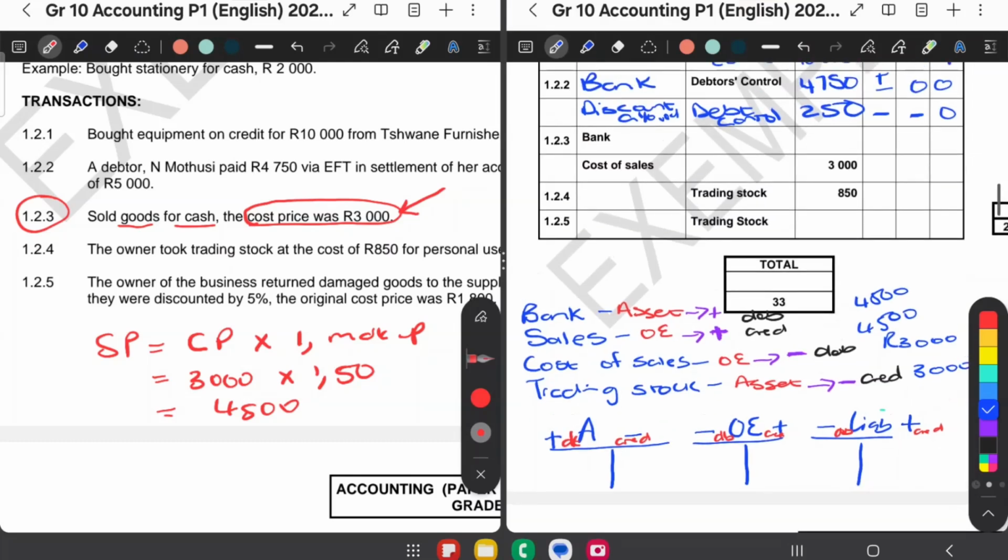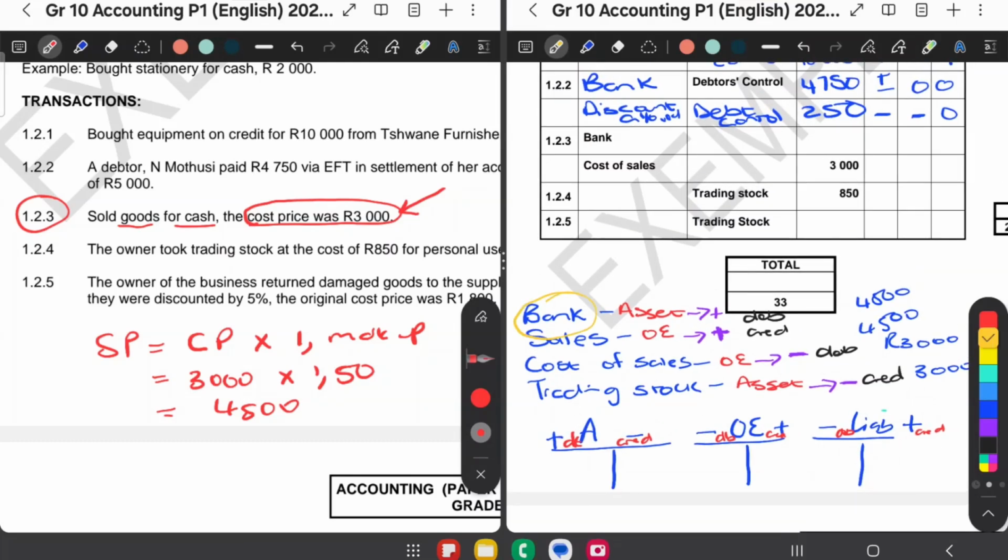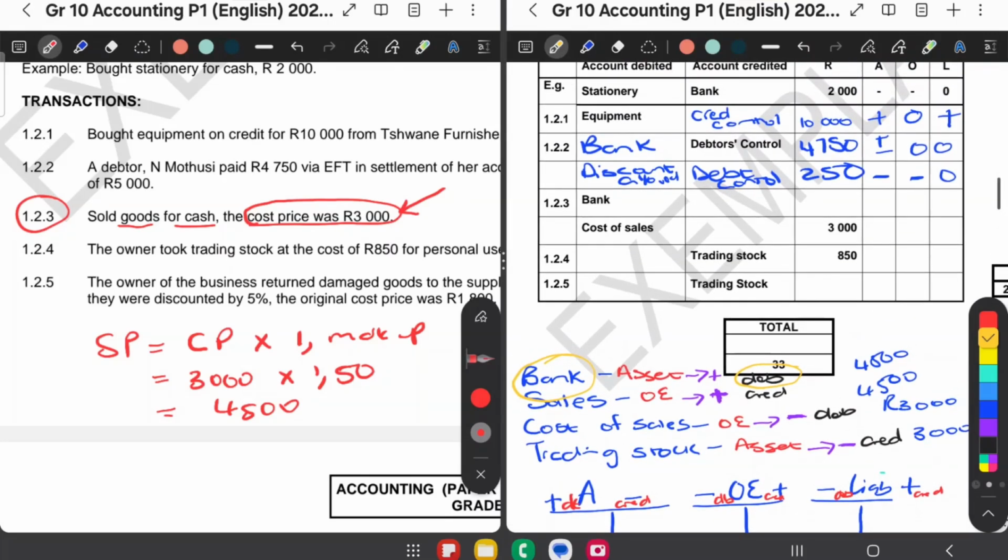Let's go to our table. Let's put this in. Bank will be debited. Under account debited, we must write bank. There it is, so that's done. And then sales will be credited. So now account credited is sales. And then the amount for these two is 4,500.